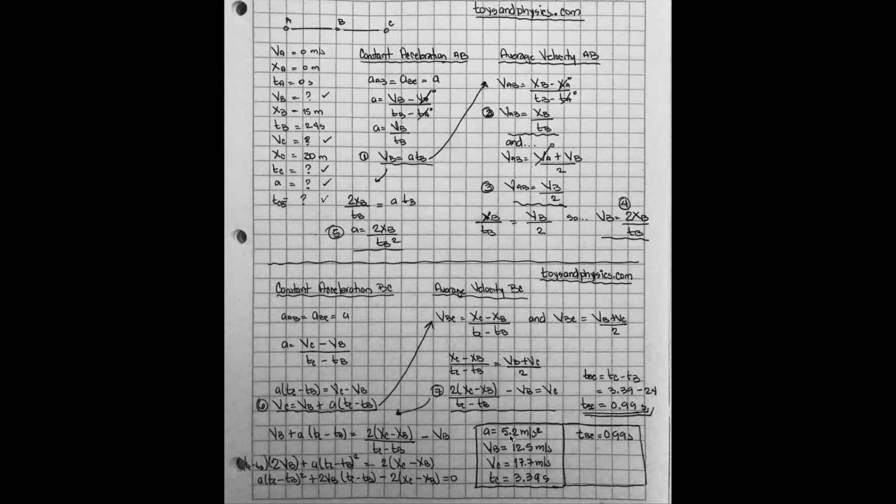The acceleration I got was 5.2 meters per second squared. Then the velocity in B is 12.5 meters per second. Velocity in C is 17.7 meters per second. Once you have the TC, you can use either 6 or 7 to get the velocity in C. The results should be the same. And the time in C, I got almost 4.4 seconds, right? So that's what it takes the car to get from A to C.